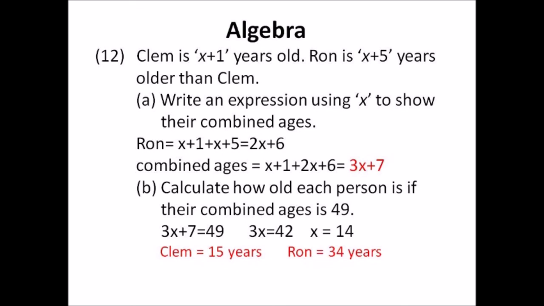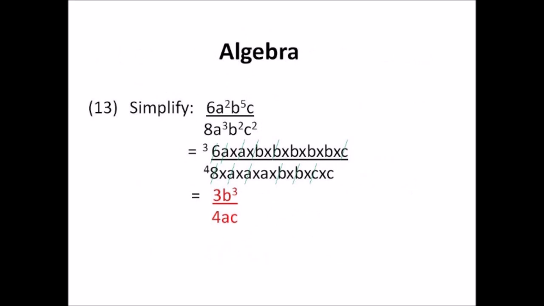Algebra, simplify. Remember, I told you that you can actually list the values, the things that you have. So you finally end up with 3b cubed on the top, and on the bottom, 4ac. Then all you have to do is cancel out like I did, see what you are left with on the top and on the bottom, and just write your final answer based on that.